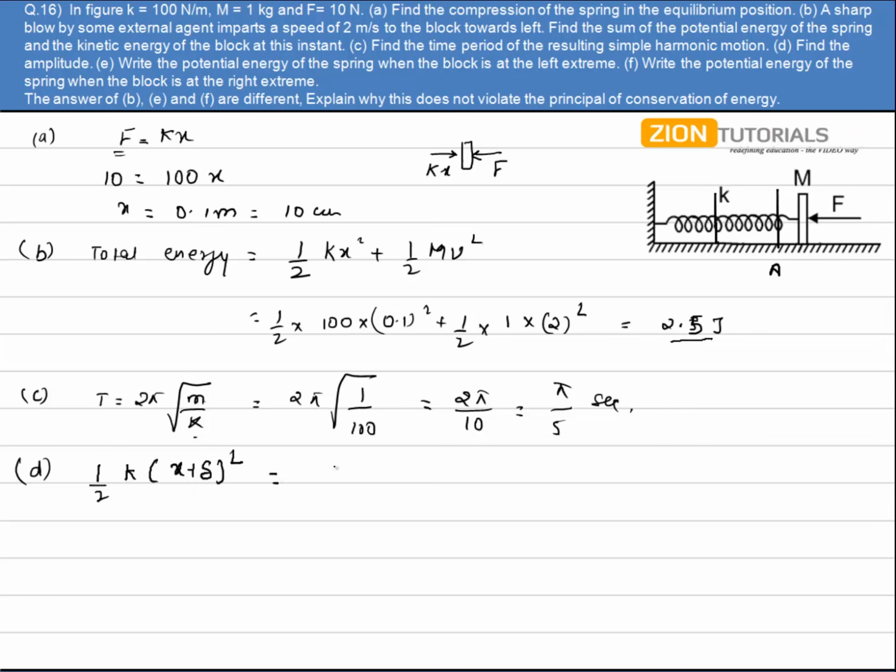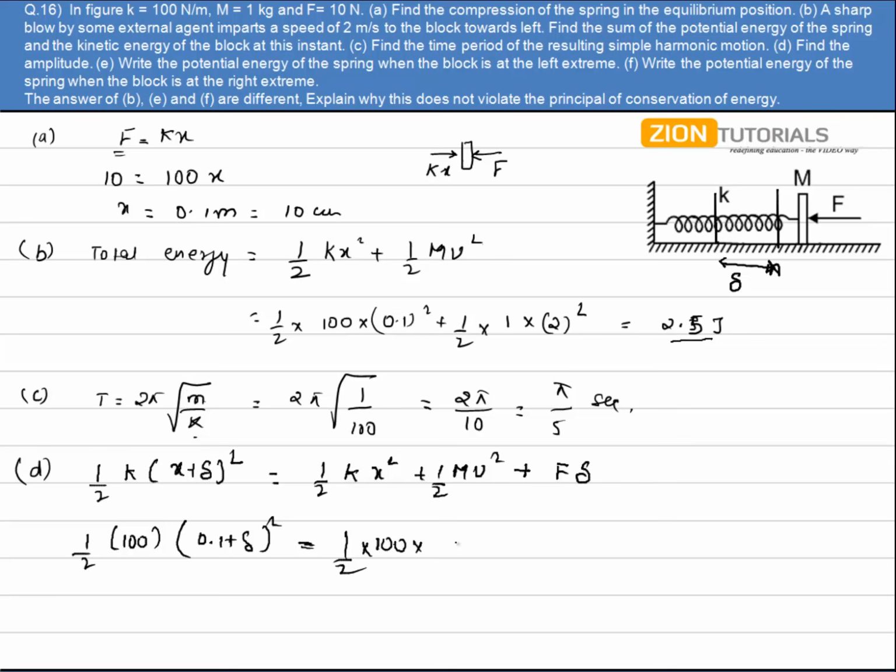That will be equal to the energy at the mean position, that is half of K x square plus half of m v square, plus the work done by the external force F in traveling this distance, and this distance is nothing but delta. So this is F into delta. So just substitute the values, right? I have half of K, which is 100, into x plus delta whole square, where x is 0.1, equal to the sum of half of K x square plus half of m v square, which is 2.5 joules as I calculated in B part. So it is 2.5 plus F, that is 10, into delta.